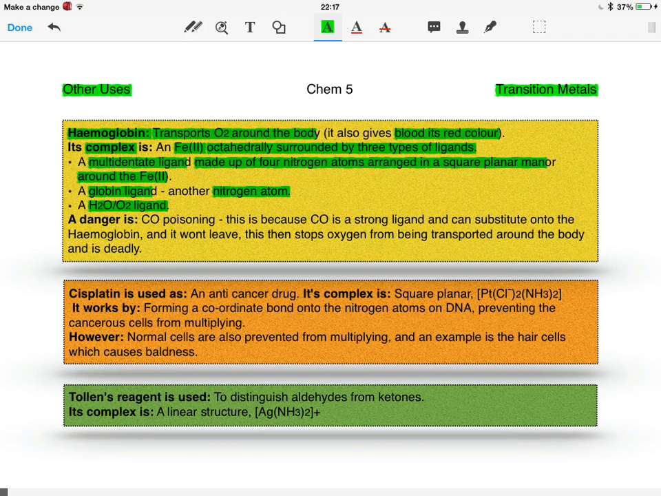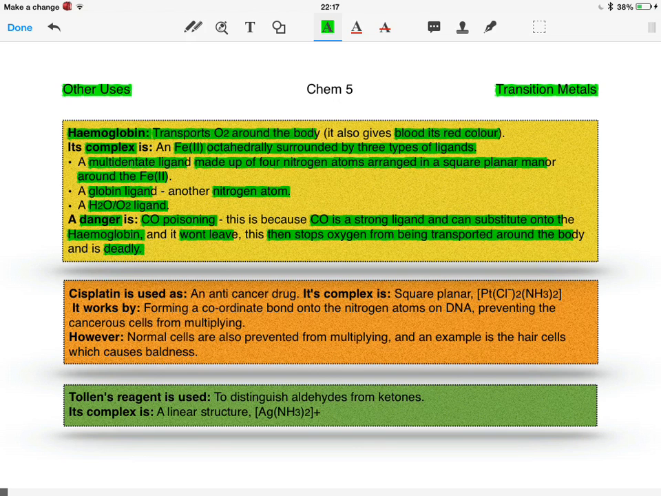A danger for hemoglobin is carbon monoxide poisoning, and I'm sure you've seen the adverts, but this is a colourless, tasteless gas which is deadly. And it's deadly because carbon monoxide is a strong ligand and can substitute onto the hemoglobin, and it won't leave, and this will then obviously stop the oxygen from being transported around the body, and this is deadly because, well, we all need to breathe.